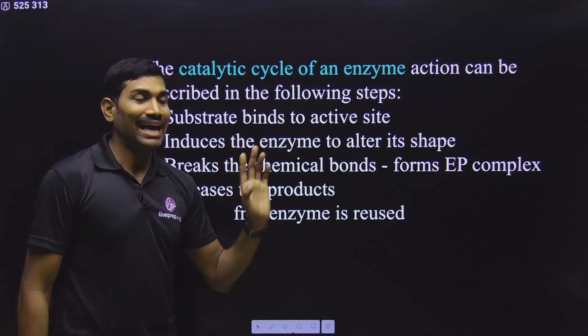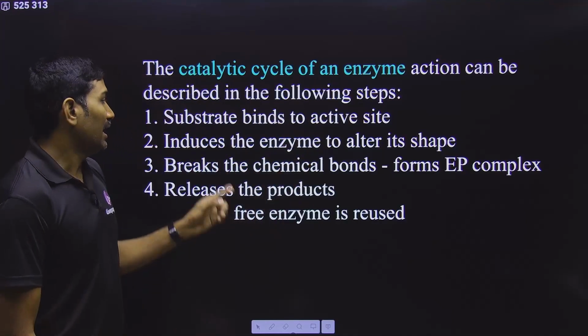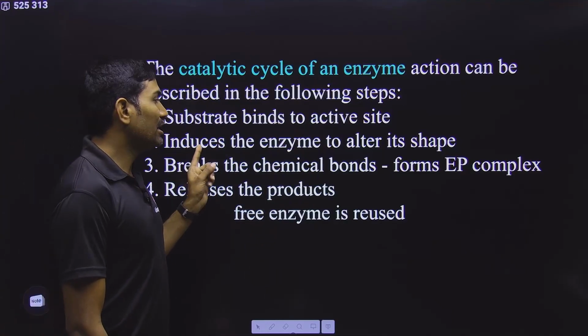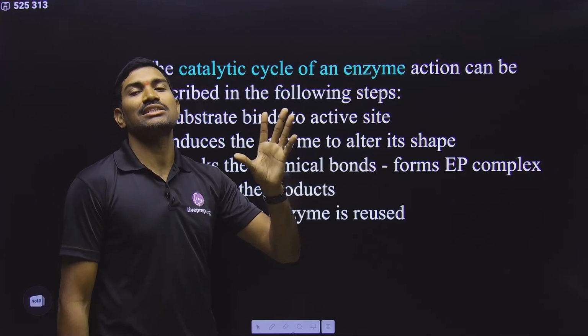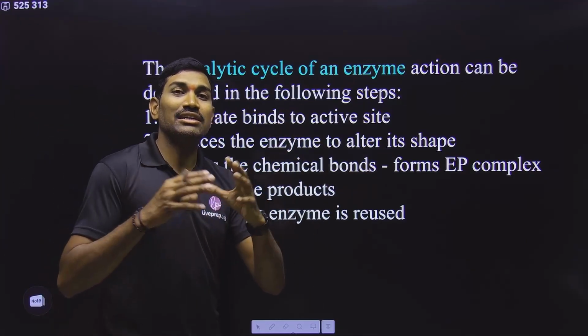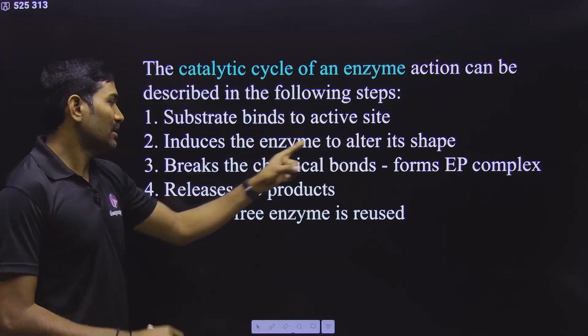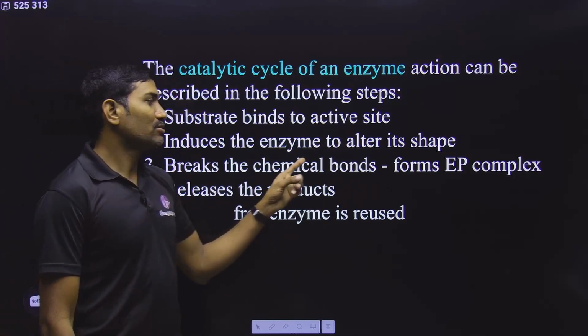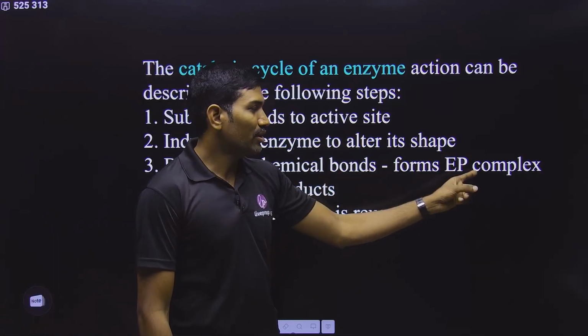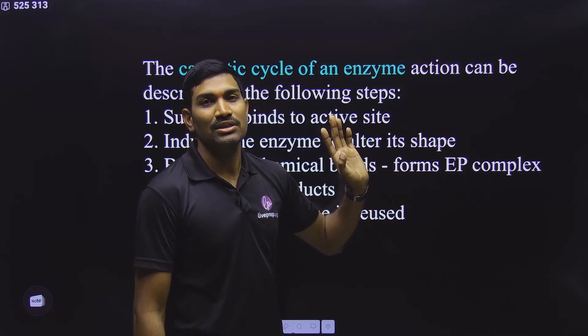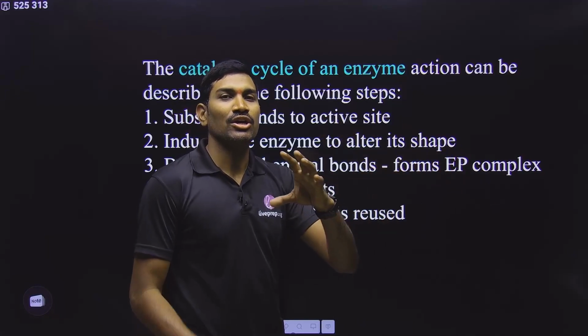The substrate will interact with the active site of the enzyme, and then what happens? Now it will induce the enzyme to alter its shape so that it will fit more tightly with the substrate. And then what happens? Breakage of the chemical bonds, and then finally formation of the enzyme-product complex. When the enzyme-product complex is formed, now what happens?